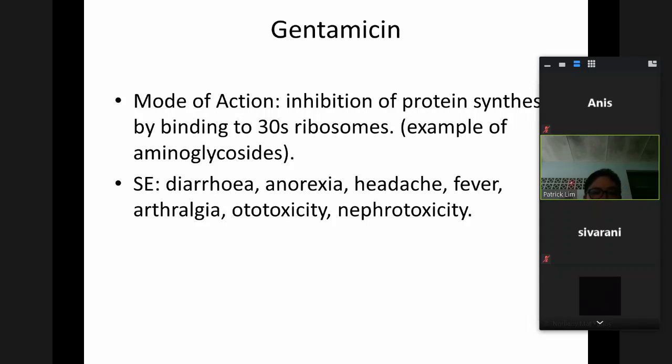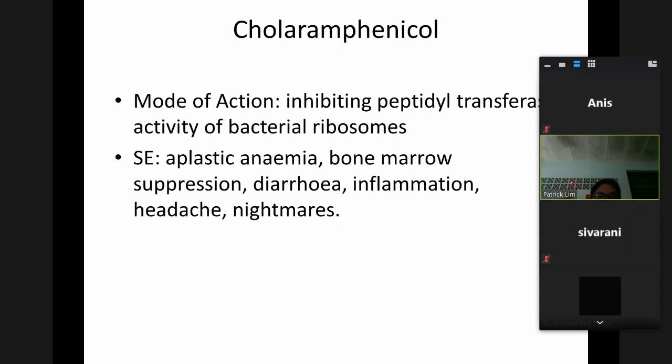Gentamicin, how does gentamicin act? It acts by inhibition of protein synthesis by binding to 30S ribosome. It is one example of aminoglycoside. Side effects of gentamicin are diarrhea, anorexia, headache, fever, arthralgia. And two common side effects of aminoglycoside are ototoxicity and nephrotoxicity. Ototoxicity refers to toxicity in the ear, and nephrotoxicity refers to toxicity that happens in the nephron of the kidney.